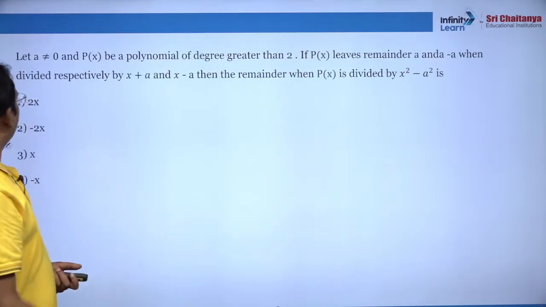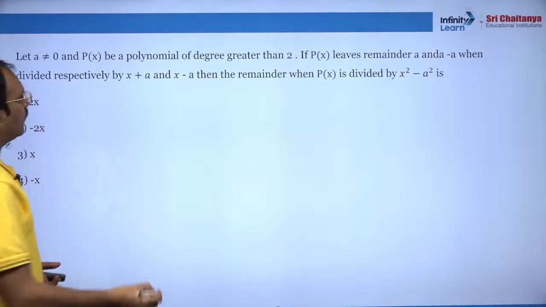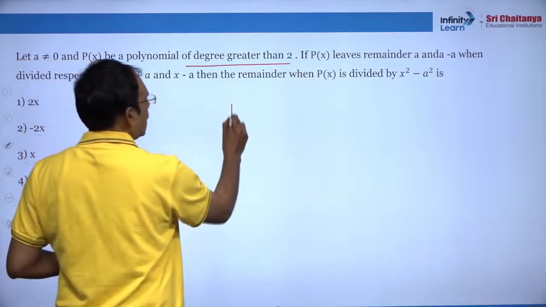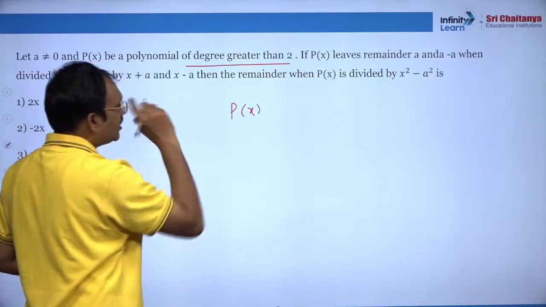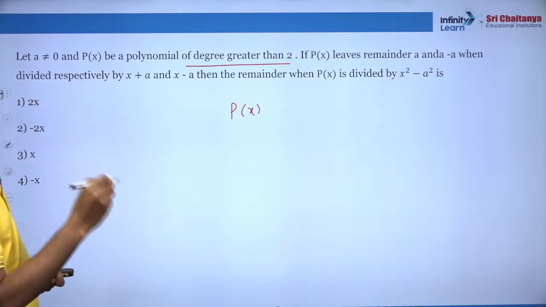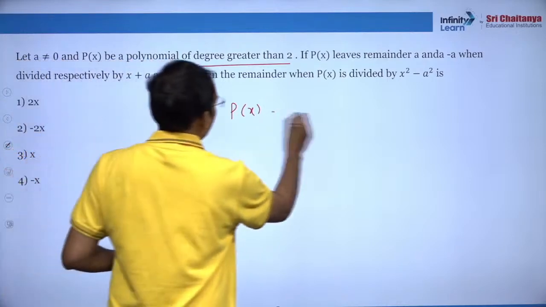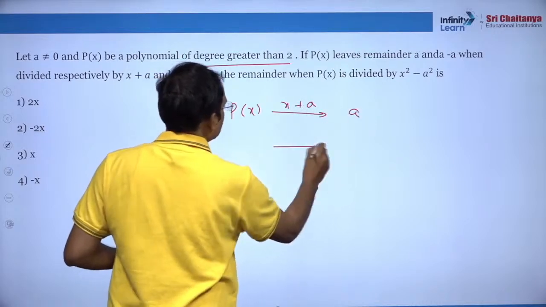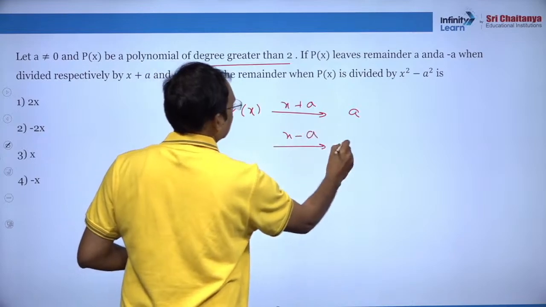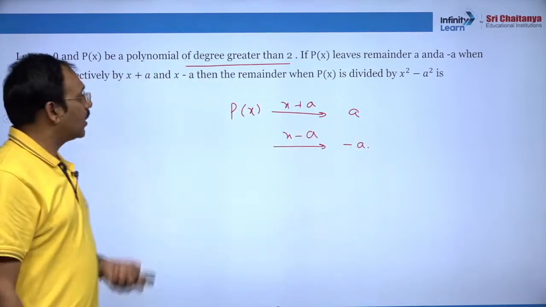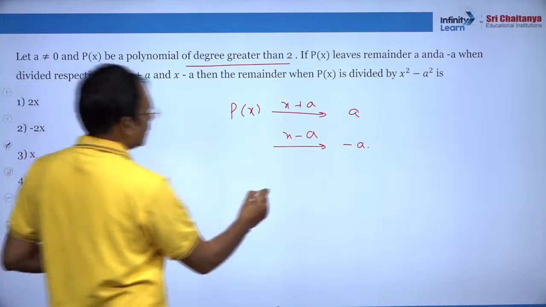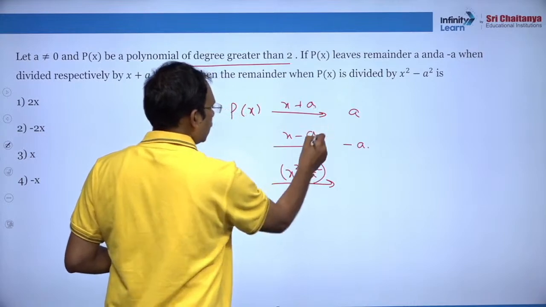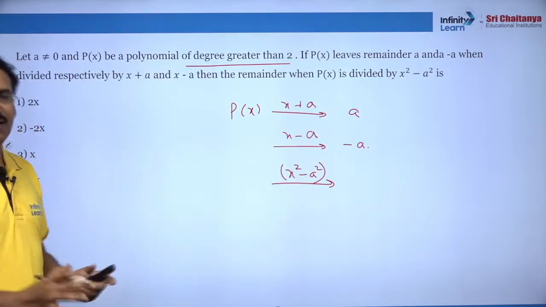Okay. Next, my dear friends, P of x is a polynomial of degree greater than 2, some degree. P of x is some polynomial which leaves remainders a and minus a: when it is divided by x plus a, the remainder is a. When it is divided by x minus a, the remainder is minus a. Now, what is the remainder when P of x is divided by x square minus a square, which is the product of these two? You know, friend, this is a standard question.